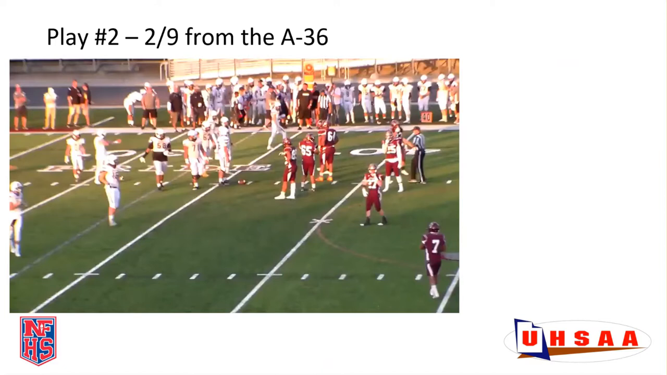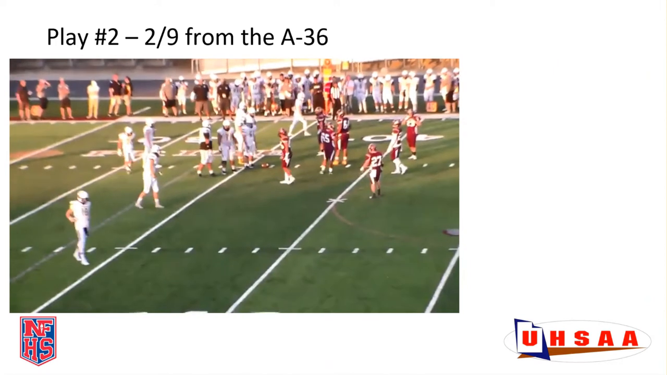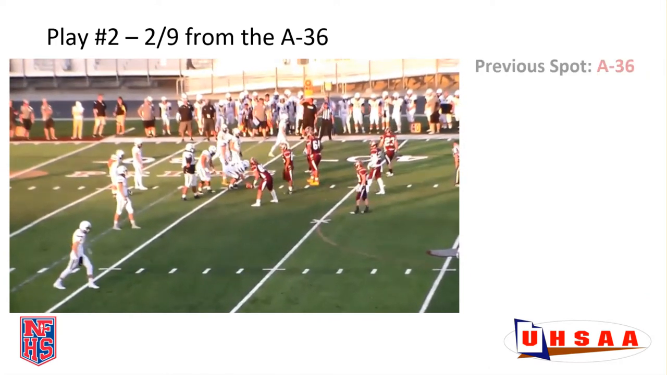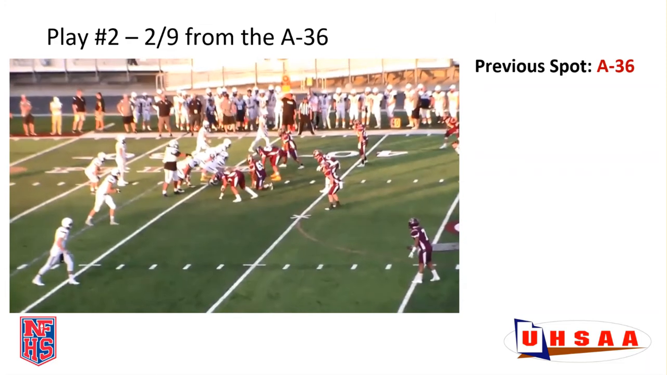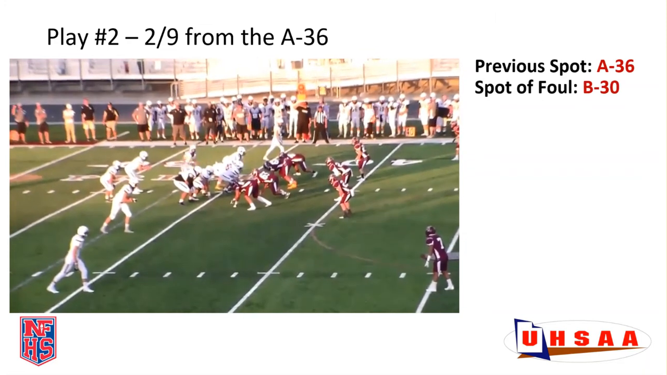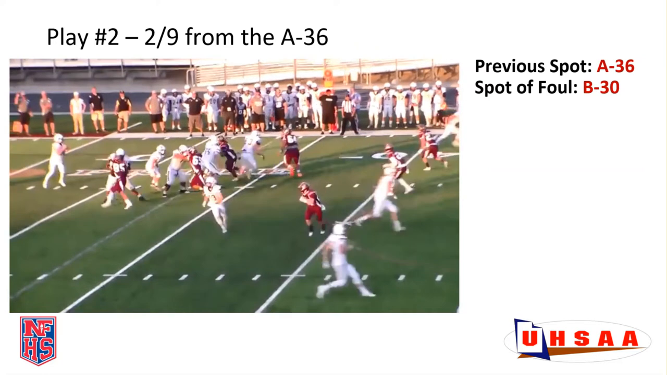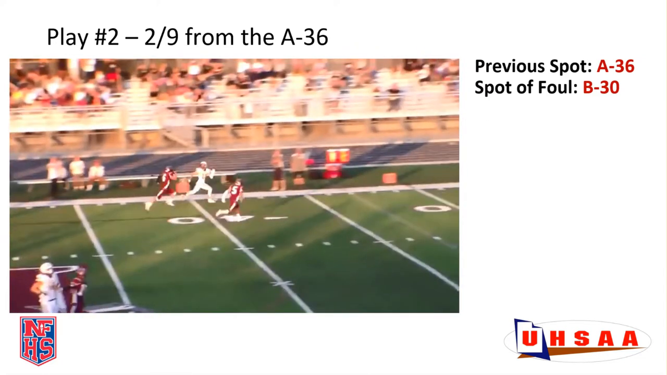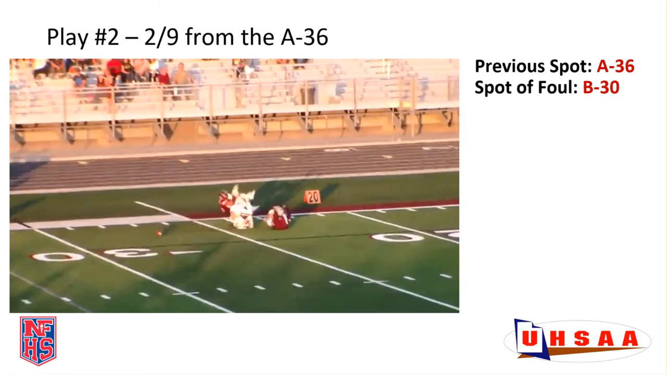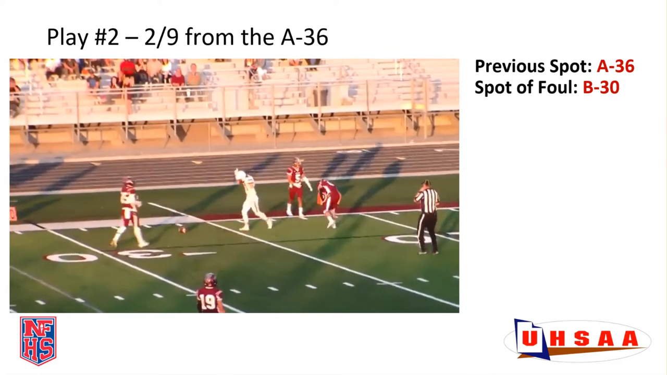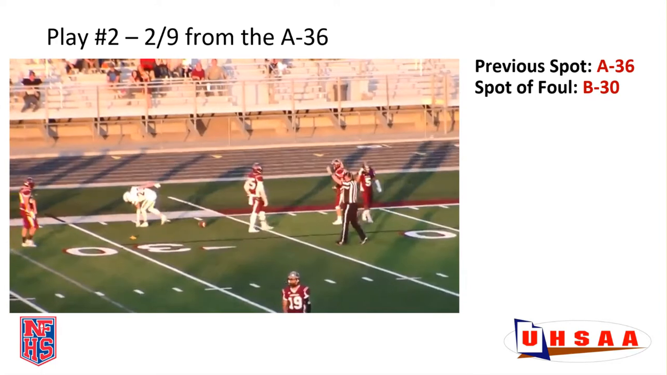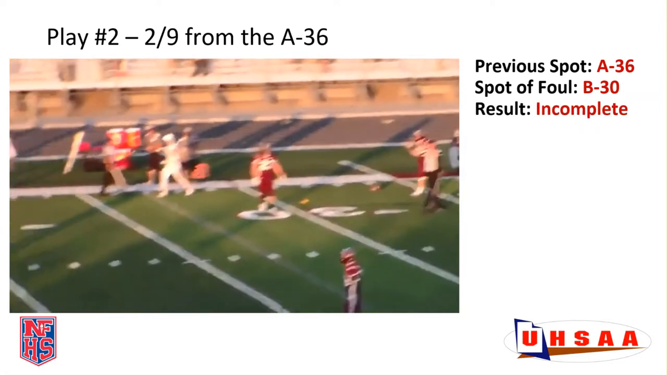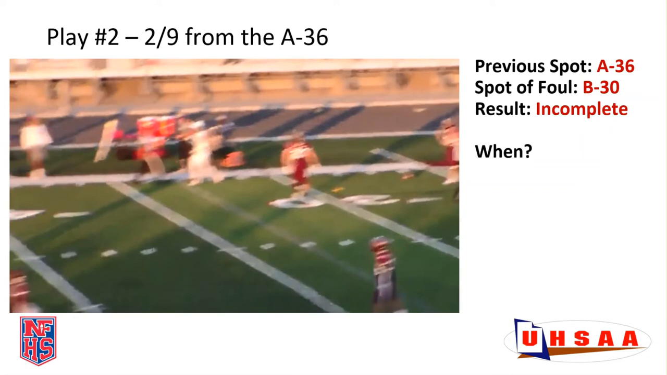Let's go to play number 2. 2nd and 9 from the A36, and let's run this clip, and you're going to see an instance of pass interference down the field. The previous spot is the A36. The spot of the foul is going to occur way downfield at the B30. So as the quarterback throws the ball, there's some contact at the end of the play before the ball gets there, and the back judge rules pass interference on the defense. The result of the play is an incomplete pass. So when did this foul occur? Well, according to the rules, this is during a loose ball play.